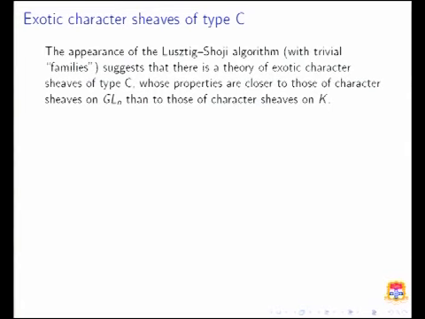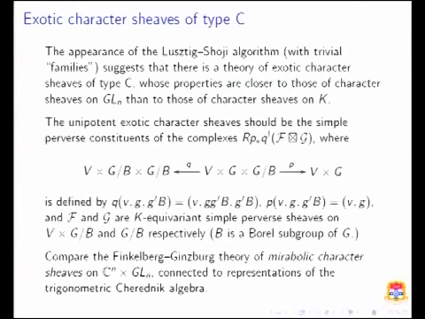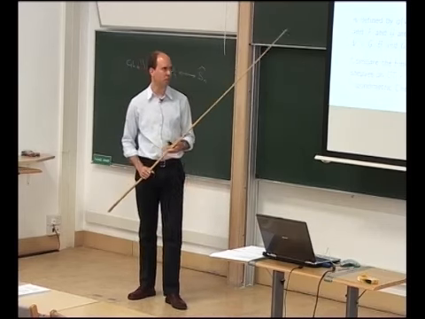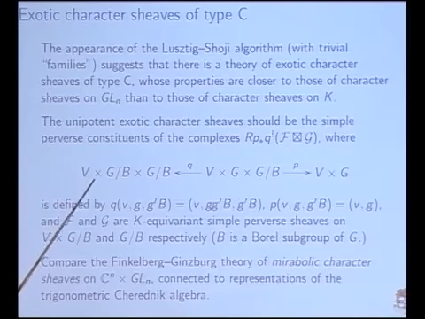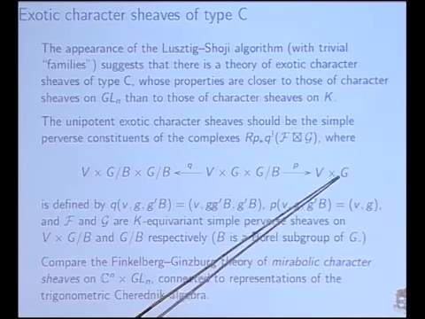All right. So now for the more speculative part. The fact that the Lusztig-Shoji algorithm is involved in this, and the fact that the families are trivial, leads me to suspect that there's some theory of exotic character sheaves of type C, which is going to be closer to the type A theory of character sheaves than the ordinary type C character sheaves. And here's a sort of definition of what some of these exotic character sheaves should be. I'll just give the definition of what the unipotent exotic character sheaves of type C should be.